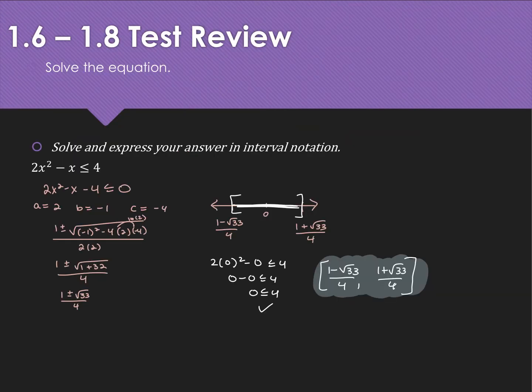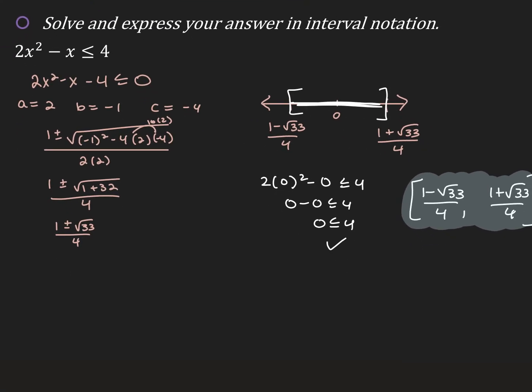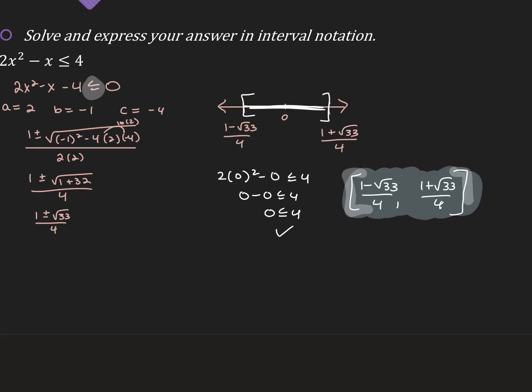All right, then this last one, so I want to get it all to one side. I would try to factor it if it was factorable. This one was not. I used the quadratic formula to get 1 plus or minus the square root of 33 over 4. I don't need to know exactly what that is. I just need to know that 1 would be left of 0, 1 would be right of 0. And then I plugged in 0. It worked, which means I shade in between. This is an or equal to, so you make sure to give it the brackets, okay?